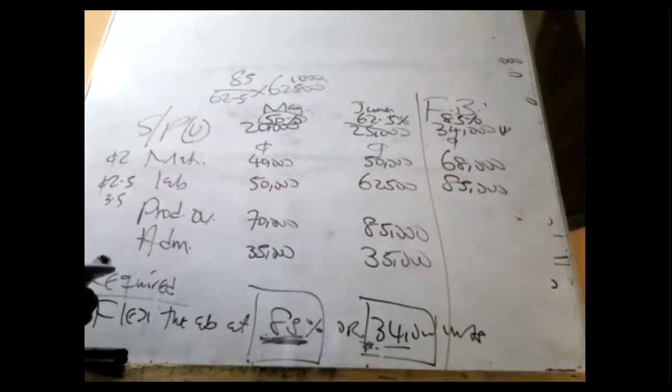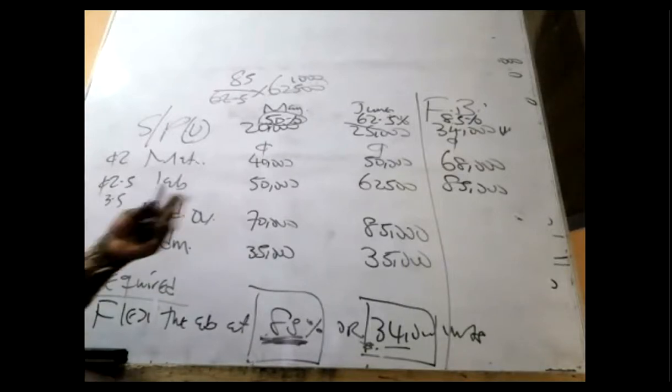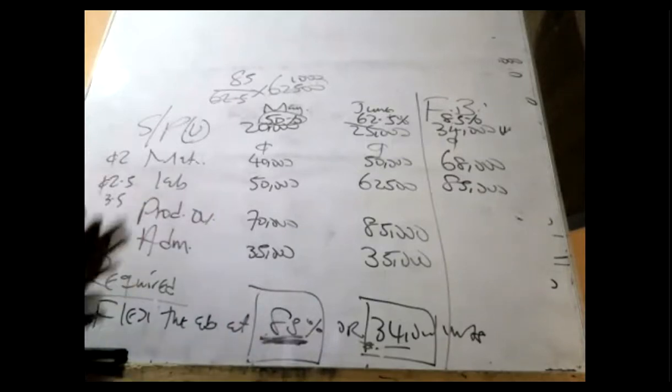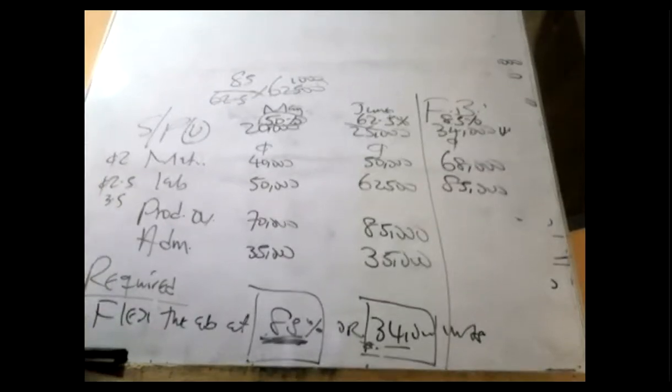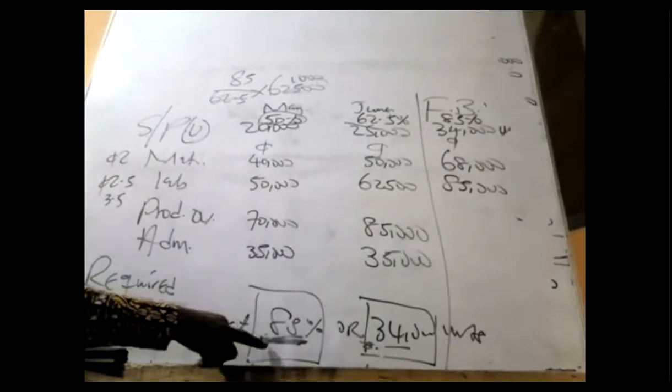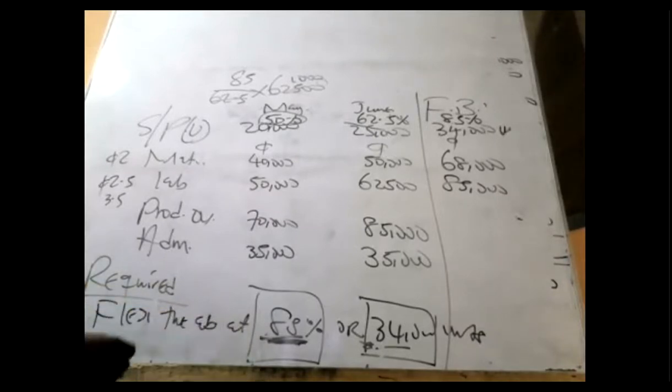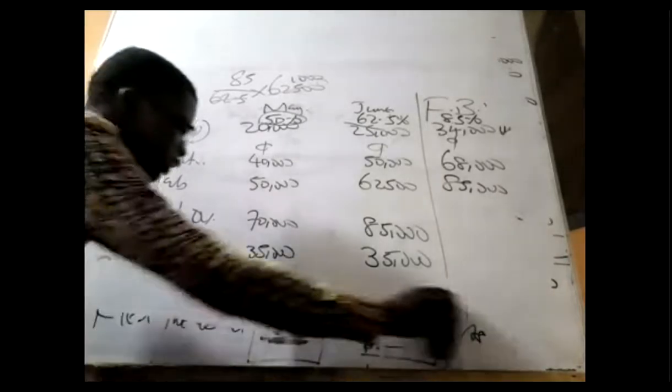85,000 divided by 25,000. I'm getting 3.4, which is not the same. So that means this is called semi-variable cost. Semi-variable cost. Let's assume that you're using the percentage to calculate. How do you know? If you're using the percentage, it will be like this.